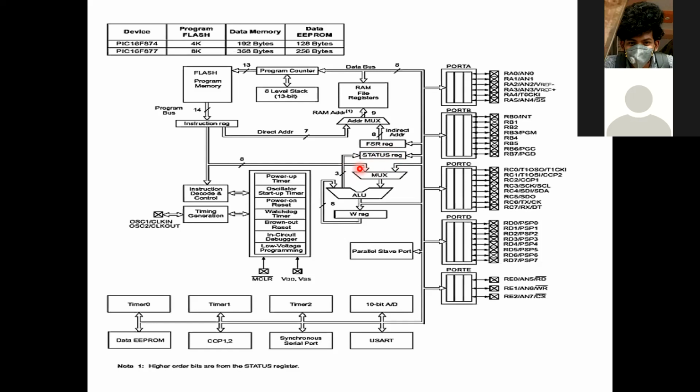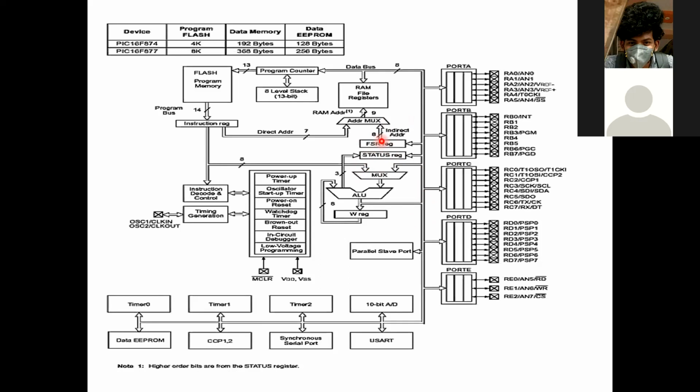Are you clear? Here, the status register is also used to select the bank, and the carry flag, auxiliary carry flag and zero flag are also in the status register. We will see the 8-bit status register separately. Then the FSR, the file select register.